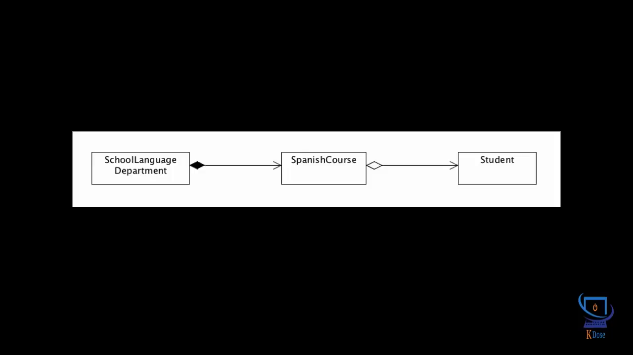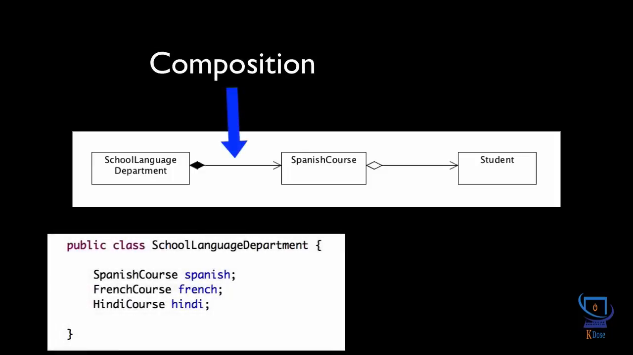The relationship between a school department and a course is a composite relationship. There's composition going on here, because a school department can be composed of many courses. And let's say if the department closes down, the courses that were part of that department also no longer exist.